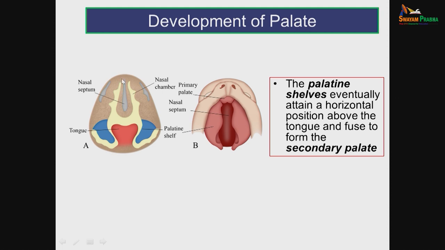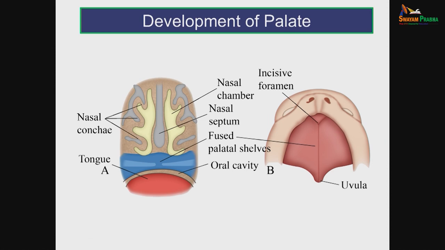And you can see the nasal septum coming from above, which is also going to fuse with the palatine shelves. So, these palatine shelves are called the secondary palate. When they fuse, they are called the secondary palate. In this picture, you can see that the palatine shelves have fused. So, this is your secondary palate.